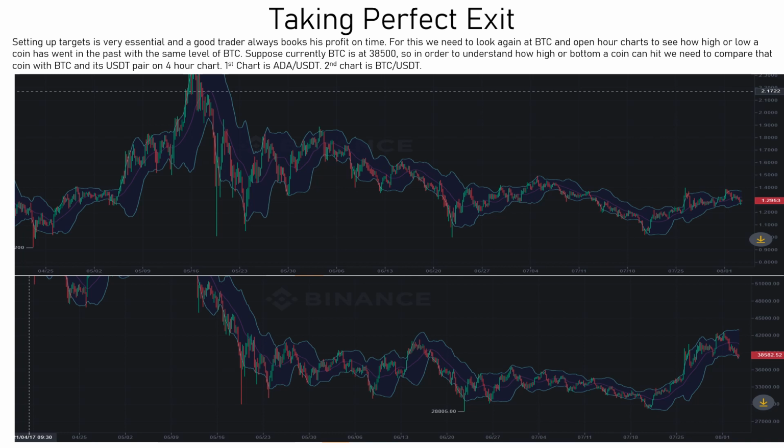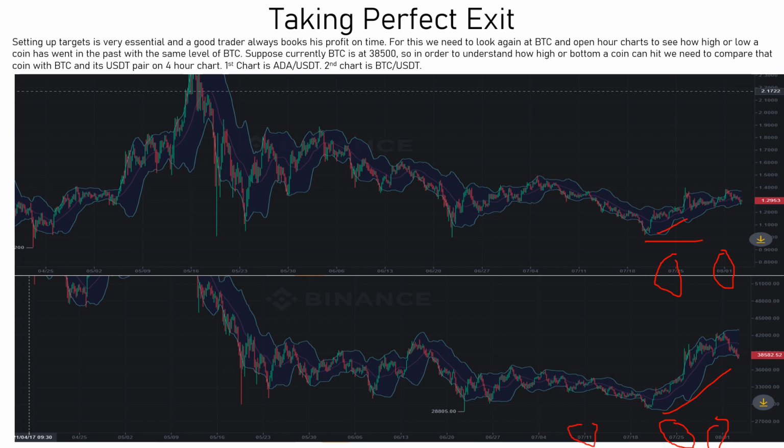Suppose currently Bitcoin is trading at 30,500. In order to understand how high or low a coin can get, we need to compare that coin with Bitcoin and its USDT pair on the 4-hour chart. This is what I have kept side by side. You can see the time band is also the same. The price of ADA, Cardano, on this particular date, and the price of Bitcoin on this date. You can see the movement is the same.